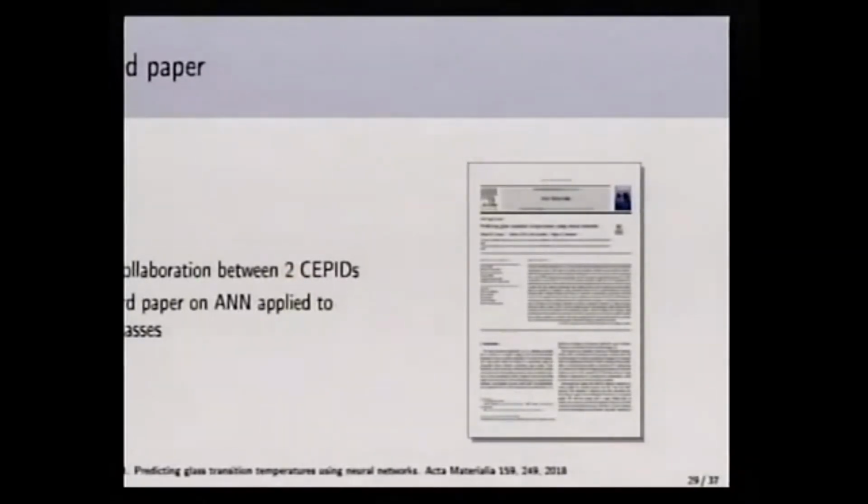We published it in late 2018. This was a collaboration between two CPIDs, the glass CPID from Professor Zanotto and the statistics CPID here from ICMC. And believe it or not, as far as we know, this was the third paper that applied artificial neural networks for glasses. So in the glass community, right now it's booming, it's a hot topic, but back in the day, it was the third, right? So it's starting right now.